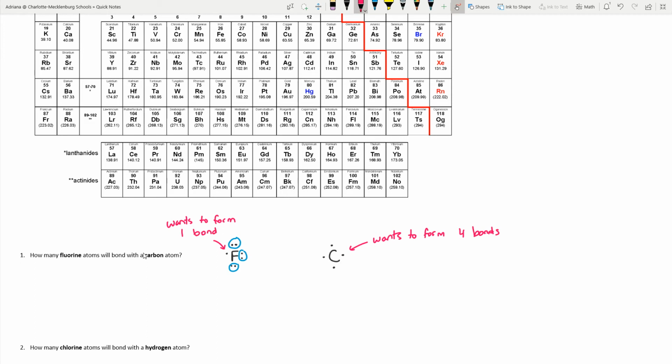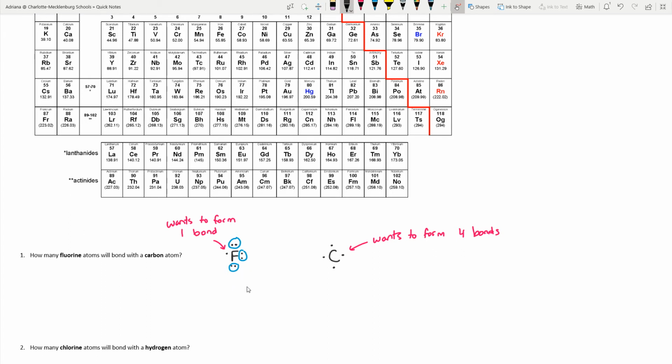And so the question is, how many fluorines will it take to fully bond a carbon atom so that both elements are as happy as they could be? Well, it would take 4 fluorine atoms, right? Each fluorine is only going to want to make 1 bond with carbon, but carbon wants to make 4 bonds. And so to make them both perfectly happy, if we put 4 fluorines around the carbon, we will end up where all of the atoms involved in this compound achieve a stable noble gas configuration because they achieve the octet rule. They get 8 electrons.